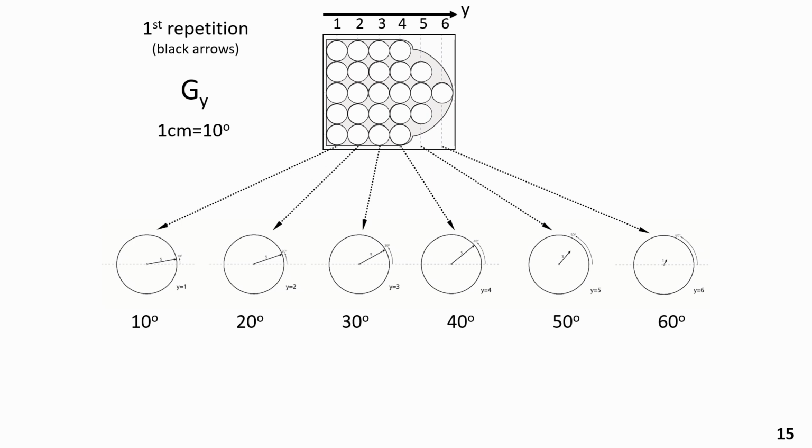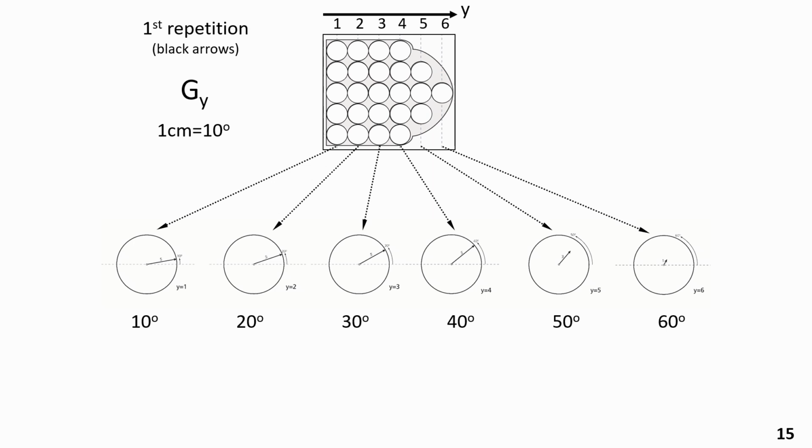From left to right, each column of spins has faster spinning. As a result, when the short period of time of speeding is over, we see increased phase accumulation from left to right with black vectors. At y equals 1, 10 degrees, at y equals 2, 20 degrees, at y equals 3, 30 degrees, and so on.